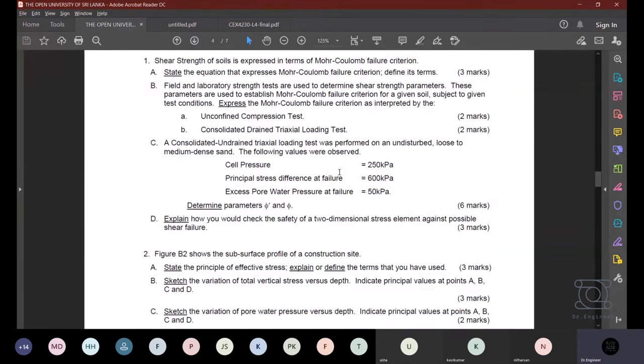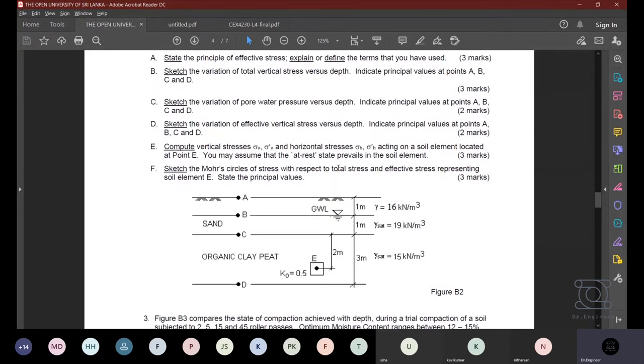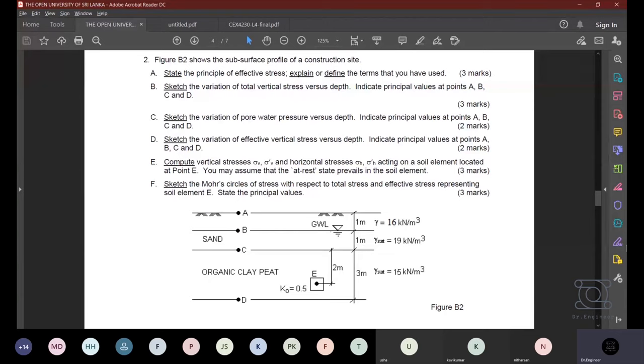It's about the triaxial test. The second question is regarding effective stress and total stress. The A part is much easier for you all because it's a direct theory question. They're asking about the effective stress principle and defining the terms. You can find that directly from your textbook. So I'll move on to the calculation part.